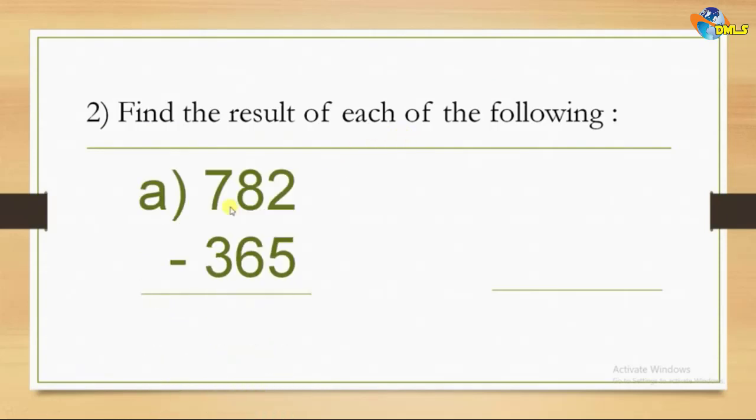Question A. 782 minus 365. Should we start from ones or from hundreds? Yes, of course, well done. We will start from ones. So 2 minus 5, it means that I will take 5 from 2. Can I subtract 5 from 2? Of course not, because 2 is less than 5.